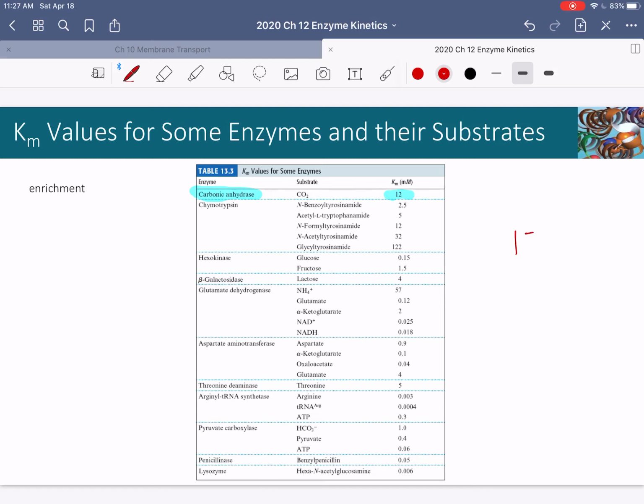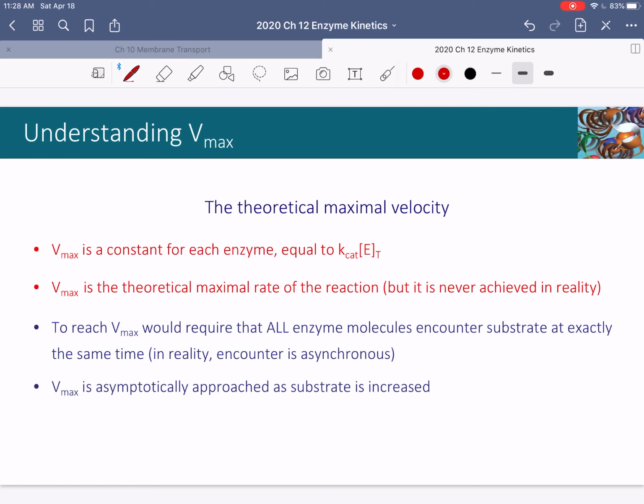That is, at 12 millimolar enzyme and substrate concentration, at 12 millimolar carbon dioxide, carbon dioxide is a substrate for carbonic anhydrase, you have 1/2 of your carbonic anhydrase bound. Okay, that's the KD. That's what KD would actually mean. And KM is an approximation of KD. So that's pretty high, 12 millimolar. That's a lot of carbon dioxide that you would have to have to half bind, half of the enzyme that you have. So it's not a great binder to its substrate.